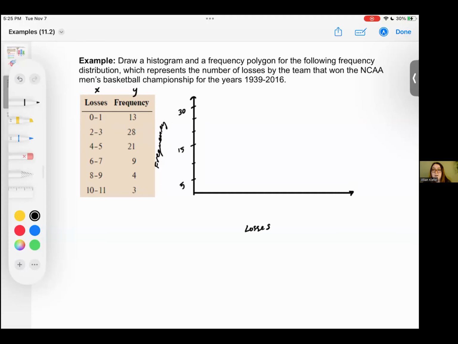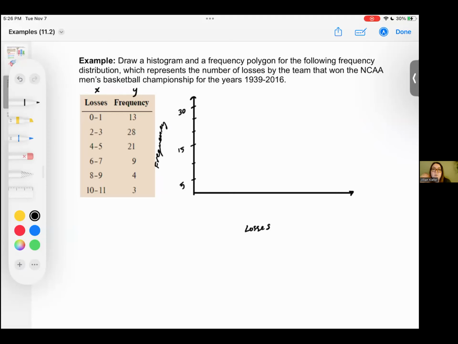Then we have our losses: 0 to 1, 2 to 3, 4 to 5, 6 to 7, 8 to 9, 10 to 11. If we notice something here, there's no information from 1 to 2, 3 to 4, 5 to 6, 7 to 8, or 9 to 10. We only have 0 to 1, 2 to 3, 4 to 5, 6 to 7, 8 to 9, and 10 to 11.